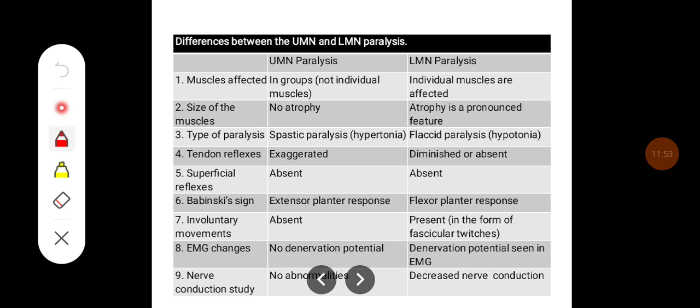So these are some of the differences between upper motor neuron and lower motor neuron paralysis. In upper motor neuron paralysis, groups of muscles are involved, whereas in lower motor neuron paralysis, individual muscles are affected. There will be no atrophy in upper motor neuron, but atrophy will be pronounced in lower motor neuron.